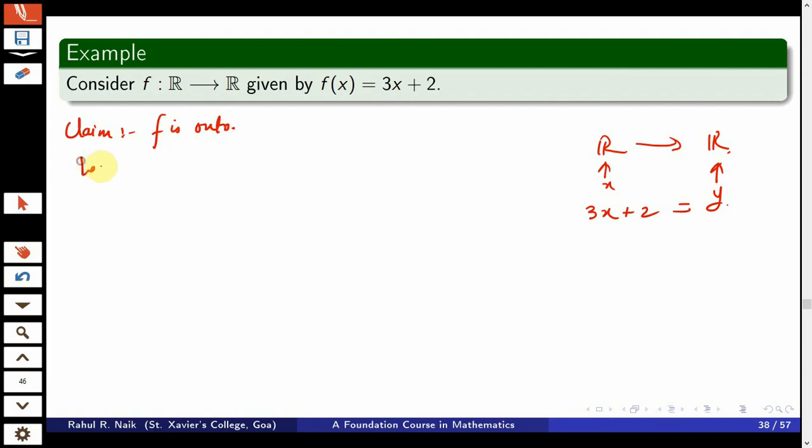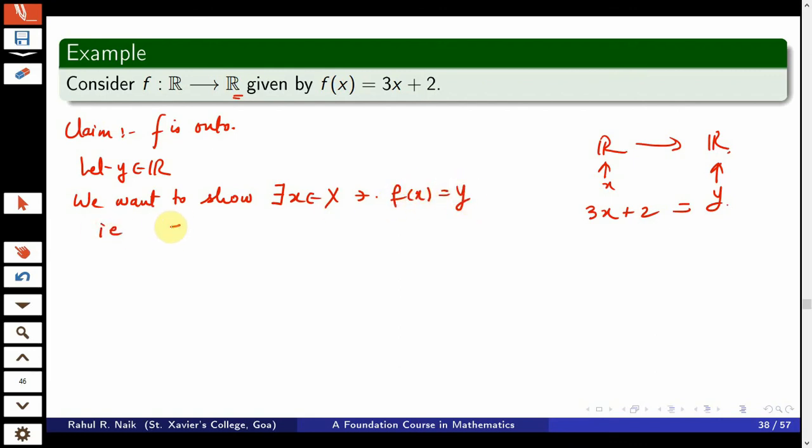So, how do we show that? Let y be a point in the codomain R. Now, this y I am taking from the codomain. I want to show that there exists x in X, x in R, such that f of x is equal to y. That is, we want to prove that there exists x in X such that f of x is equal to y, which says that 3x plus 2 is equal to y.